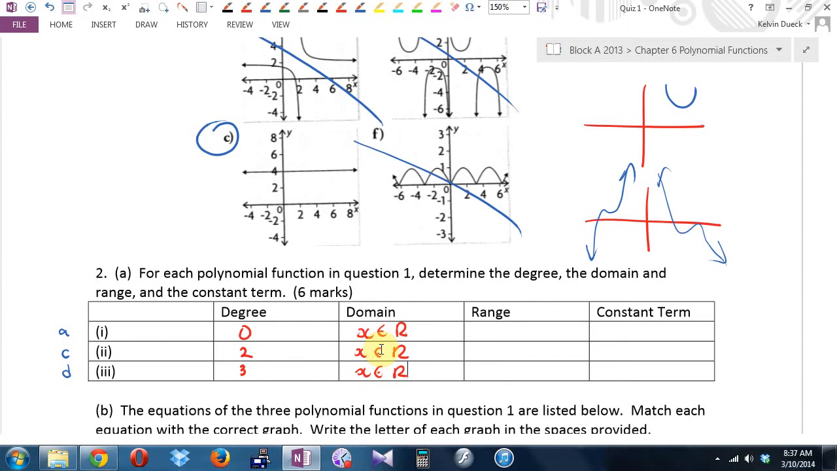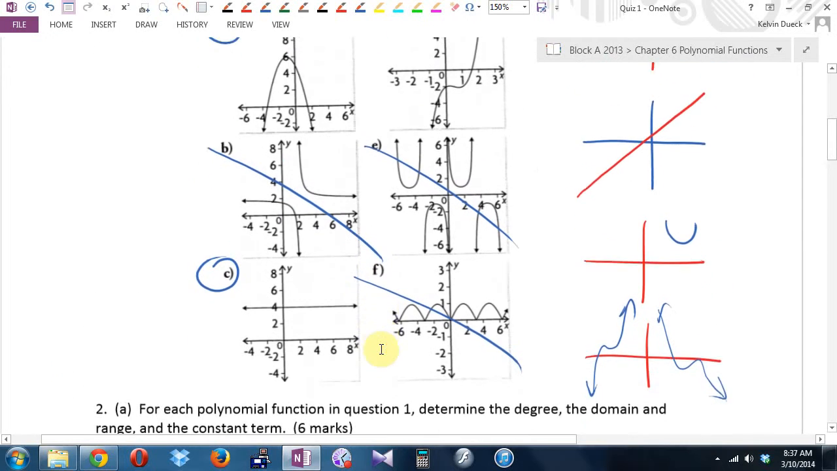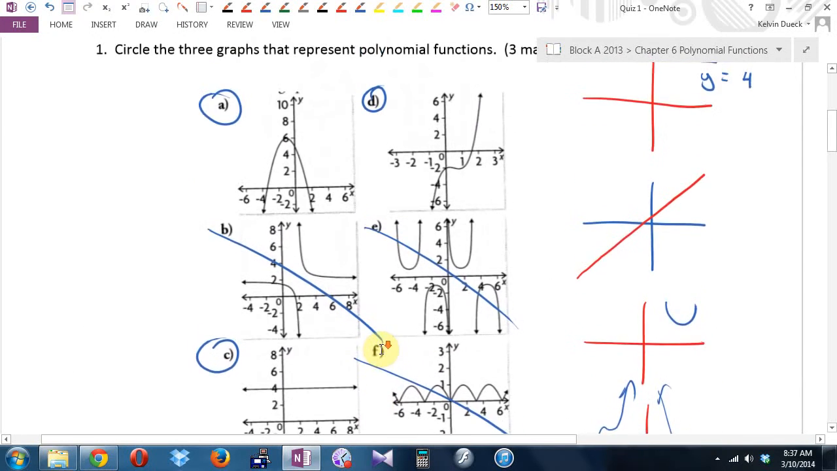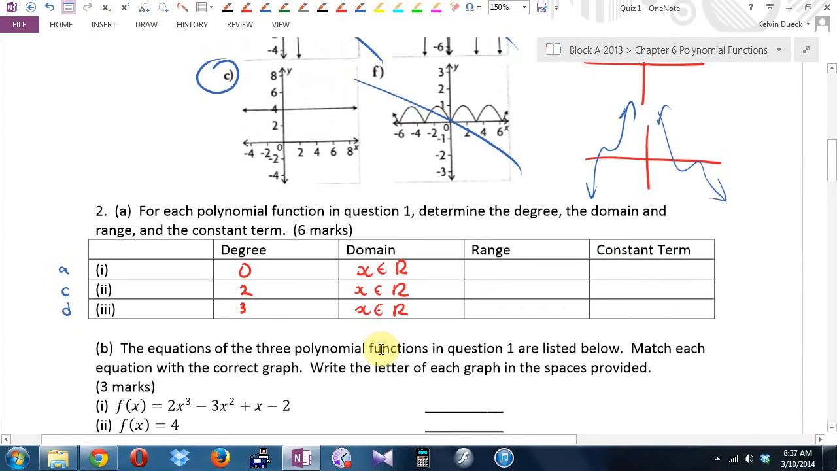The range is a little more interesting. So looking at, oh, sorry, I said I was doing graph A, the parabola first. Good gosh, Mr. Dueck. The parabola, then the constant function. Sorry, guys. C has a degree of 0, the constant function. I was going in order of degree instead of in order of graph. That was dumb of me.